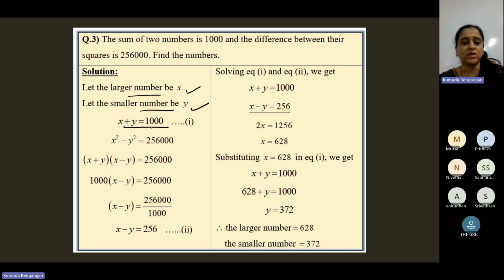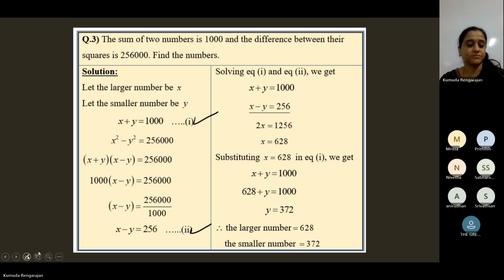So the sum is 1000, and then the difference between their squares. The square of the larger number will be more, so the larger number square minus the smaller number square is equal to 2,56,000. Then use the identity, and since x plus y is 1000, you substitute it here. So you get another equation. You already have the first equation, now you have another equation. Solve these two equations and find the two numbers.